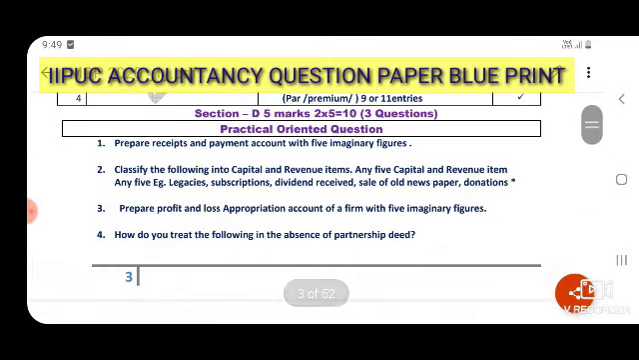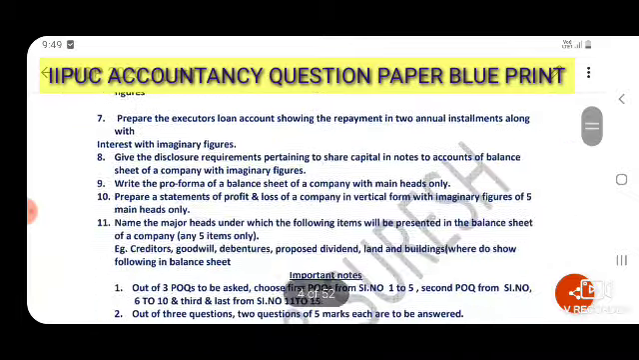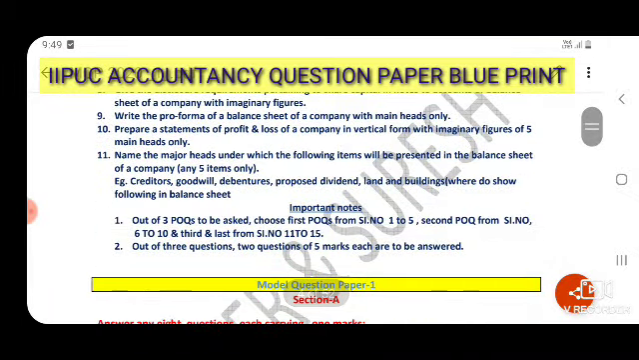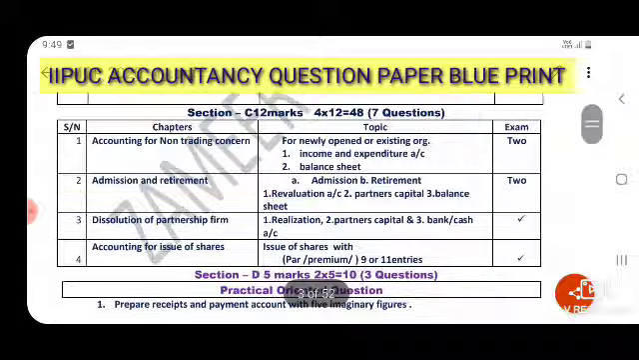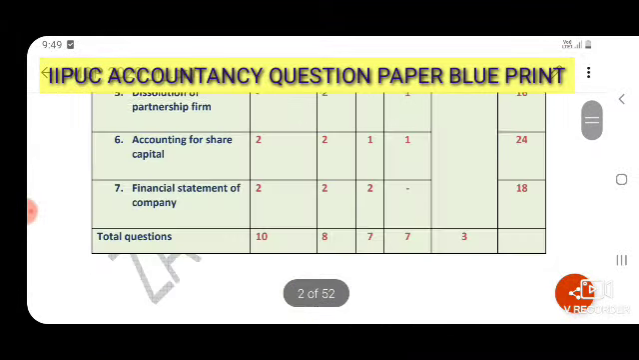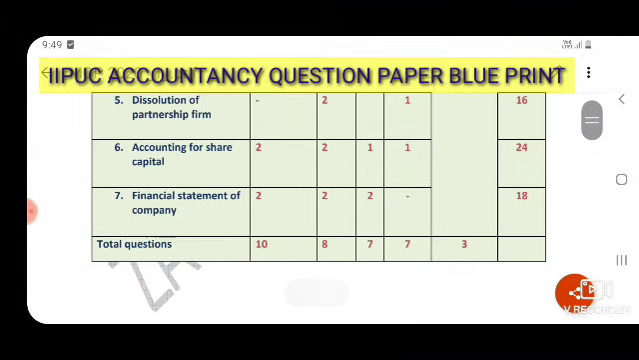See, practical oriented questions, totally you have 11 questions. Out of 11 you will get 3. So out of 3 we have to answer any 2 practical oriented questions. So this is the complete blueprint.